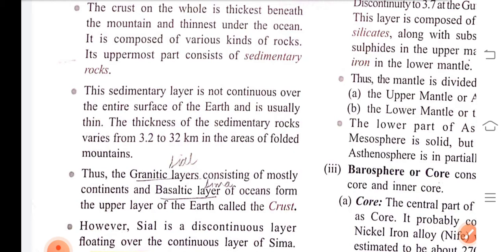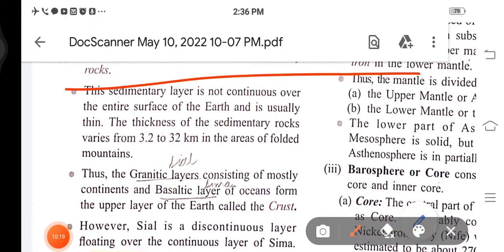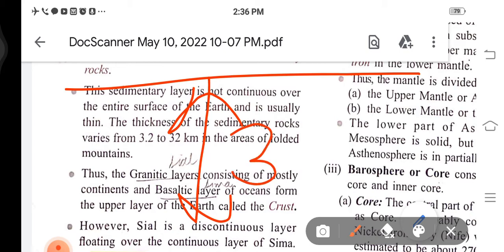See the thickness of the sedimentary rocks in the folded mountains. You know folded mountains? Okay, so you don't know folded mountains. It's a kind of mountains. In chapter number 5, that is landforms of the earth, you will be discussing folded mountains. These folded mountains are formed by crustal movements. So under folded mountains, the thickness of the sedimentary rocks is 3.2 to 32 kilometers.